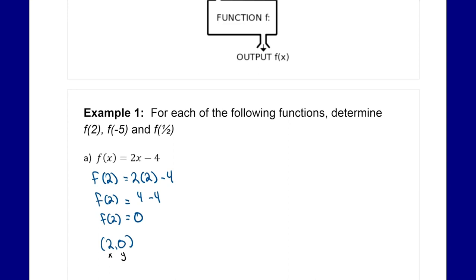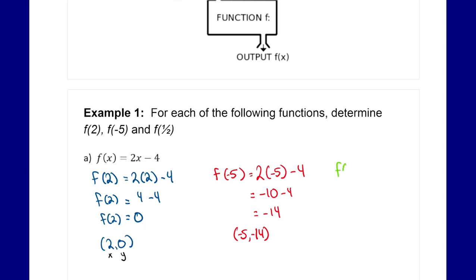The next one, f at negative 5, do the same thing. Replace the x value with the value that we're looking for. So the function at negative 5 is equal to 2 times negative 5 minus 4. Negative 10 minus 4, we get negative 14. So this gives us the point (-5, -14). It gives us a coordinate in this function at a specific x value.